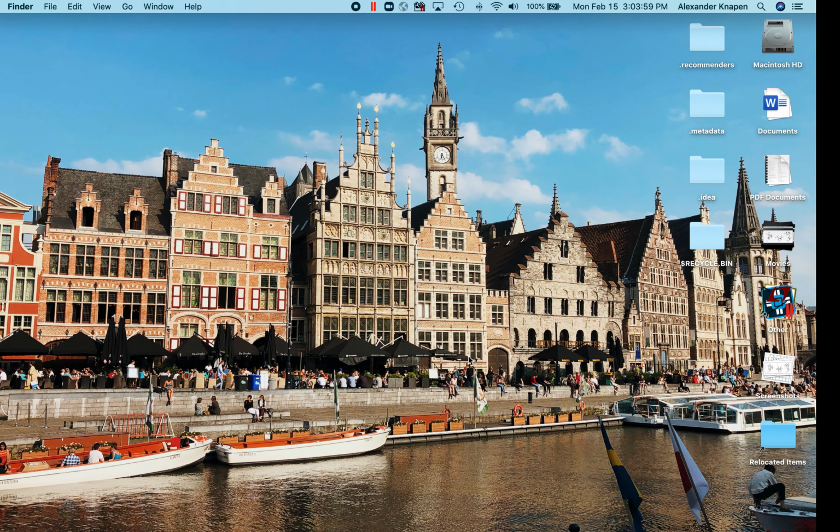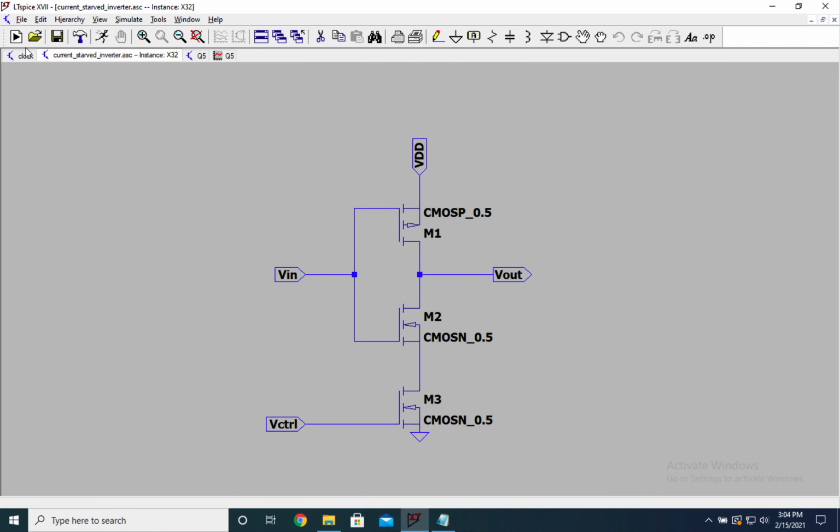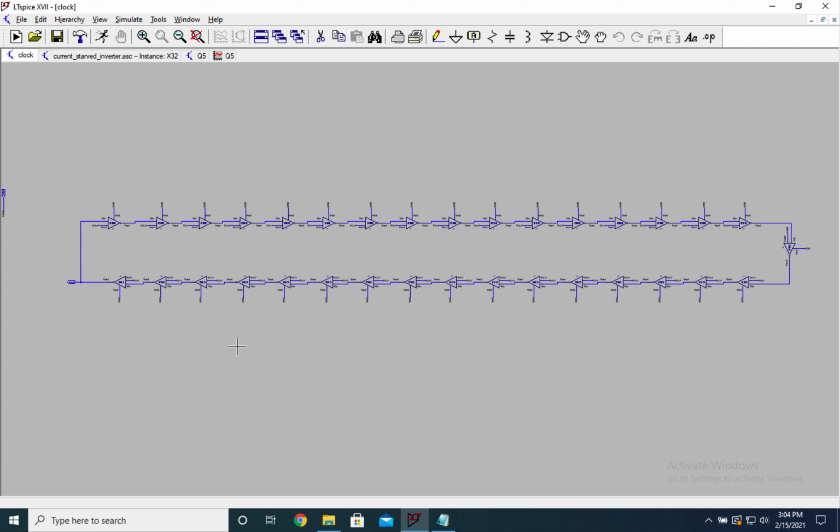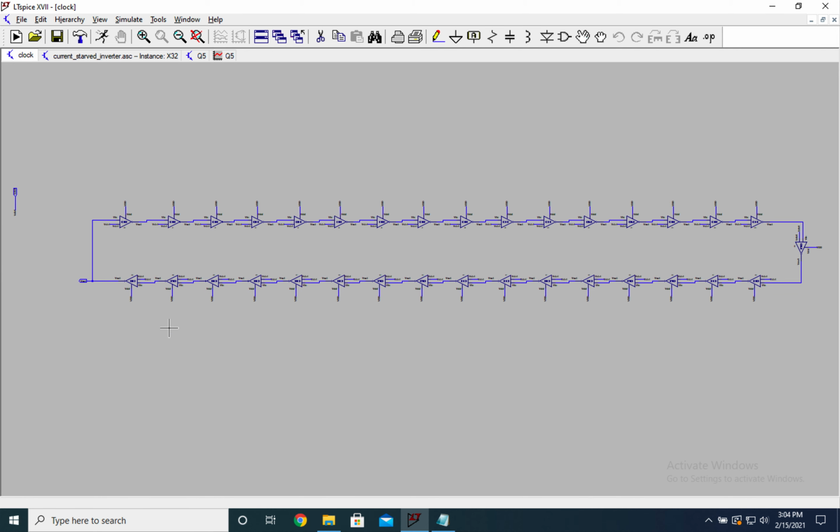The second part of this video involves talking about a current-starved ring oscillator. And so to enter into this discussion, I'll first just explain how the oscillator portion works, and then I'll go into a little bit more detail about how the current-starved component comes in. So here we have a schematic of a ring oscillator that I built.